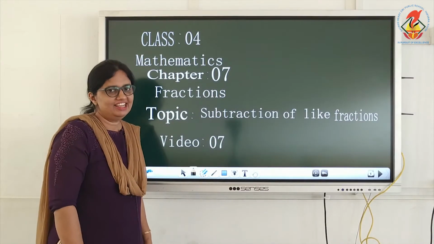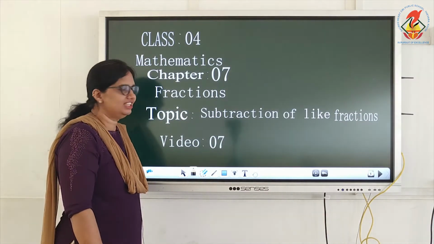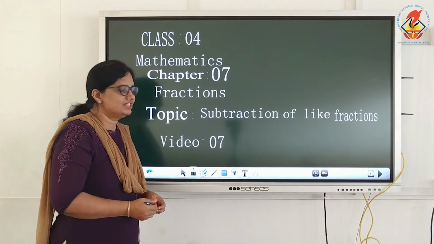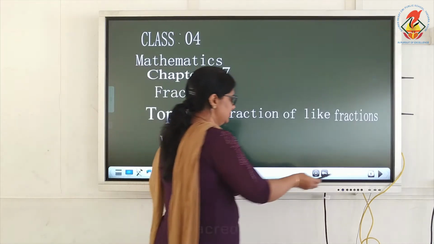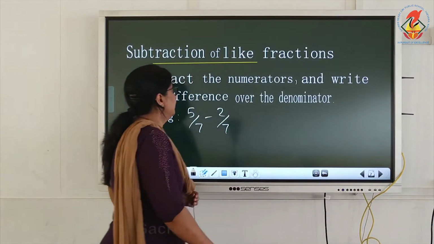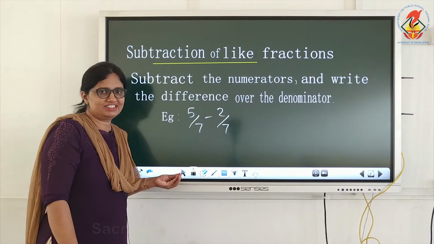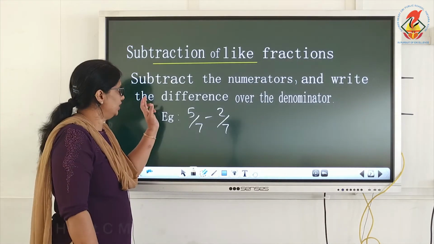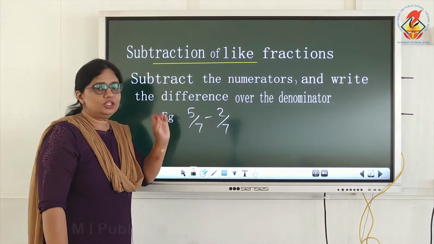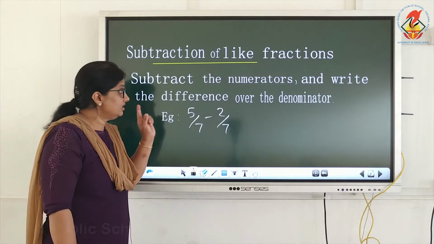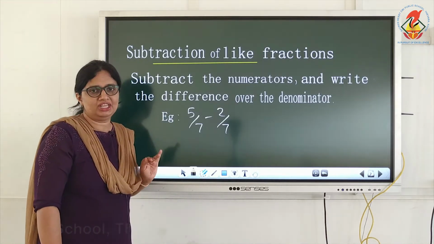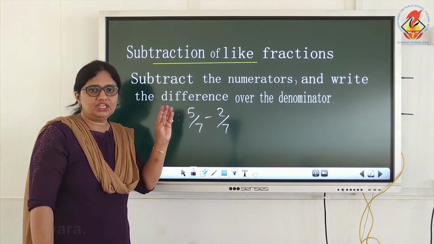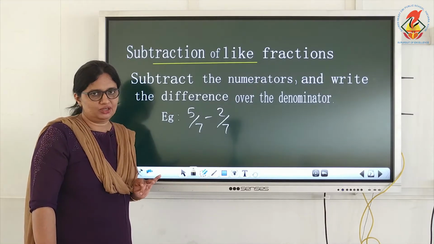Dear children, let us continue with the same chapter, that is fractions, but I will give you the new topic, that is subtraction of like fractions. How can we do the subtraction? The same as addition only, right? Subtract the numerators and write the difference over the denominator. What is difference? The answer in the subtraction. That we need to write in the numerator only, right?